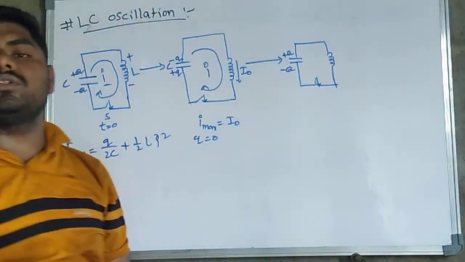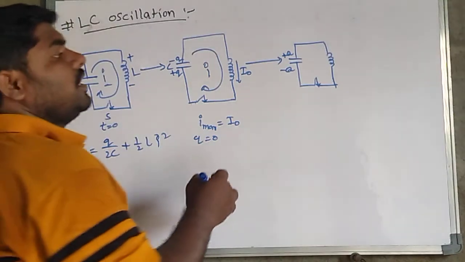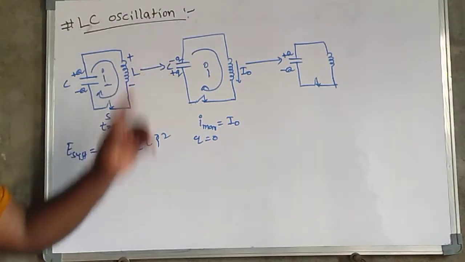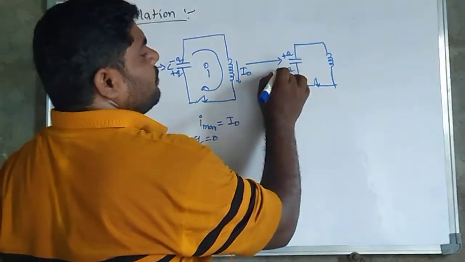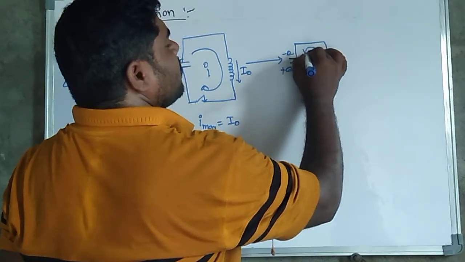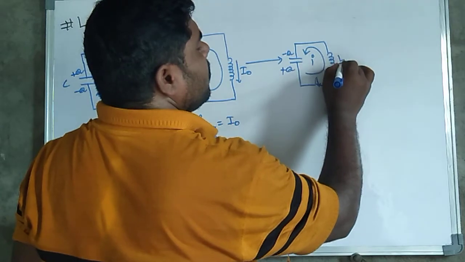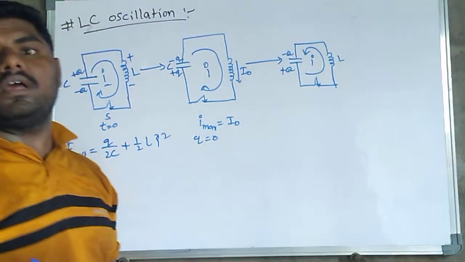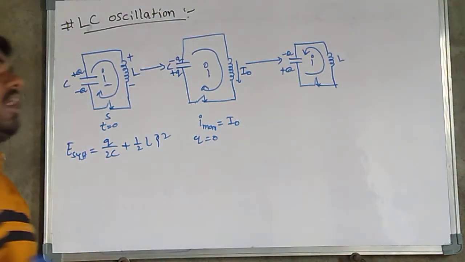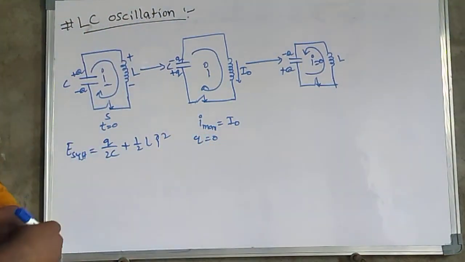In the switch closed case, the polarity is plus and minus. The current is decreasing through the inductor L, and finally this value of the current passing through the inductor becomes equal to 0.